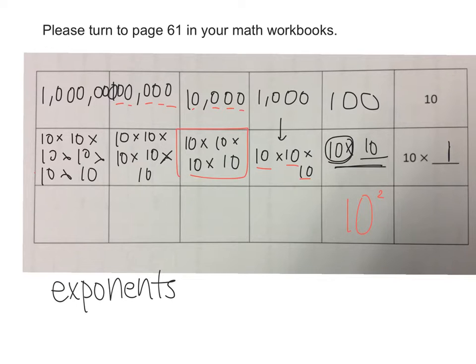Let's look at 1,000. How many times did I multiply 10? 3. So what should the exponent be? 10 to the power of 3. Good. Okay, so go ahead and fill this in your chart as well.